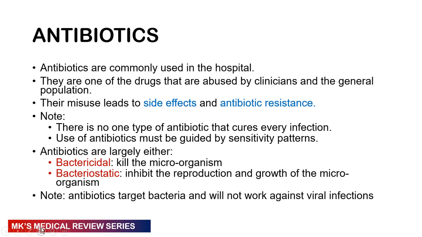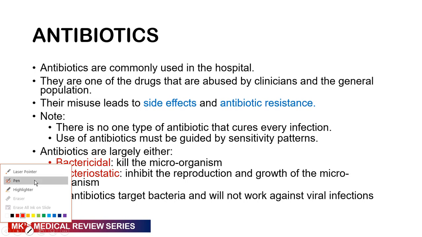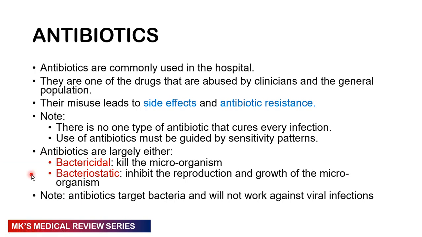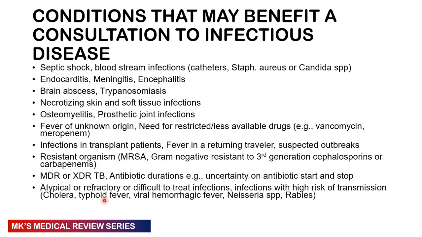Now, antibiotics are largely going to be divided into two main classes, or two main activities. They can either be bactericidal, meaning that they're going to be killing the microorganism, or they can be bacteriostatic, meaning that they're going to be inhibiting the reproduction and the growth of the microorganism. Remember that these antibiotics are going to be targeting bacteria. So they're not going to be so useful against viral infections. Some may be used against protozoal infections and other types of infections, but they are not so useful against viral infections.